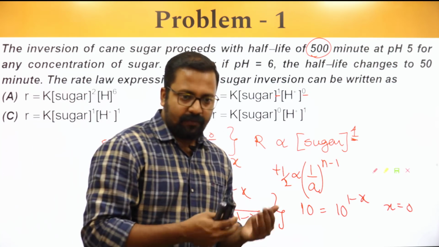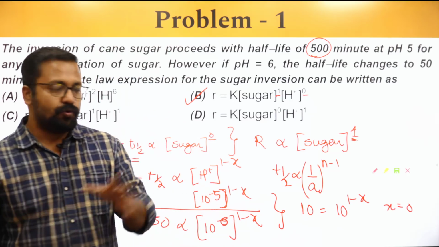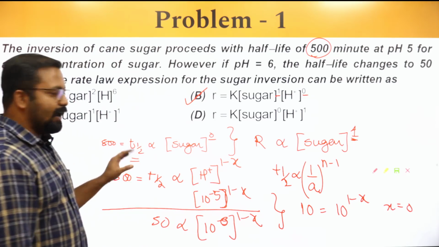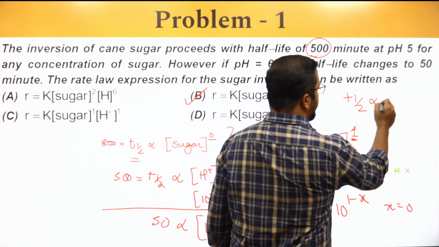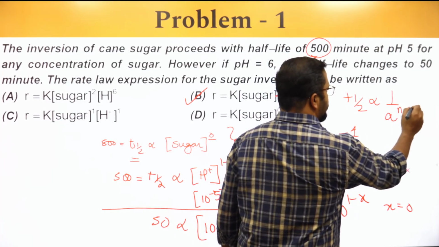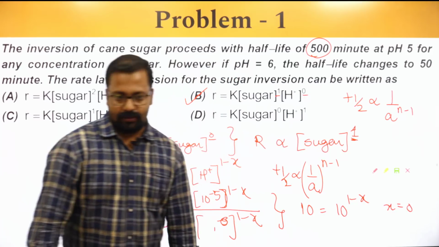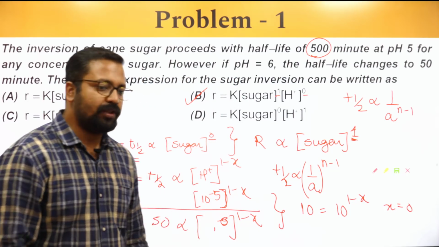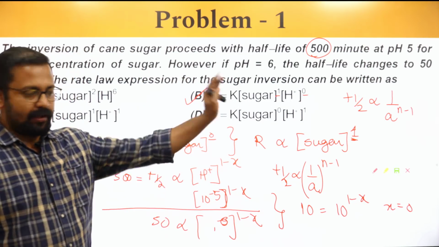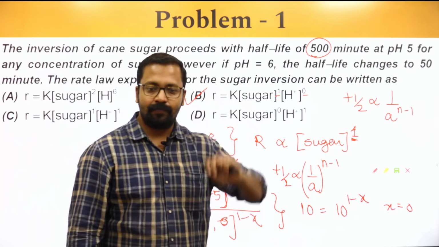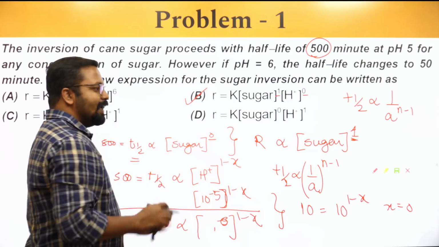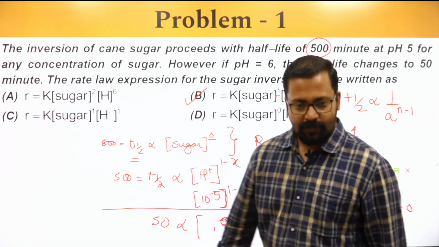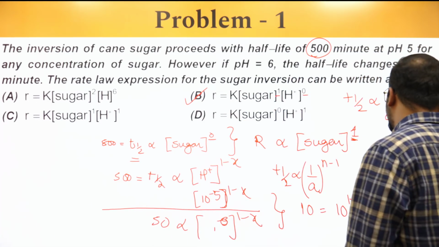We can identify order using T half because T half is proportional to 1 by a to the power n minus 1, where n is the order. So whosoever has gotten B has done it correctly. Let's move on to the next question.